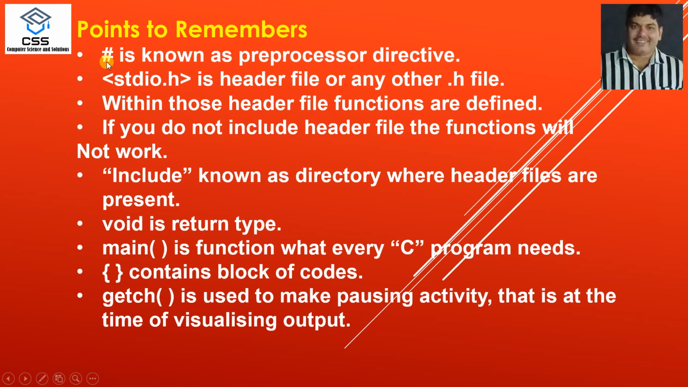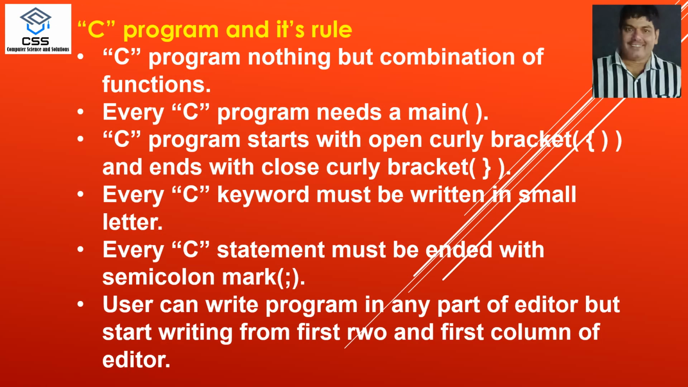Include with hash is the preprocessor, which is a little bit easy to understand. Hash is a connector which connects all header files from the specific directory. Within those header files, functions are defined, as I discussed. If you do not include those header files, the functions will not work. Include is known as the directory where header files are present. Void is the return type. Main is the function. Curly brackets contain the block of code. getch is used for pausing the screen. We have already discussed this and it is mentioned for your reference.